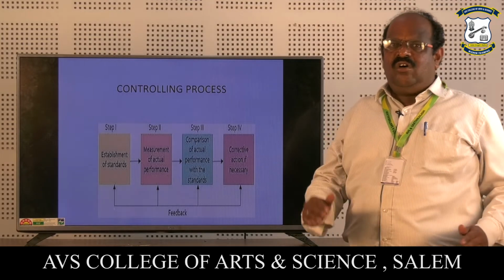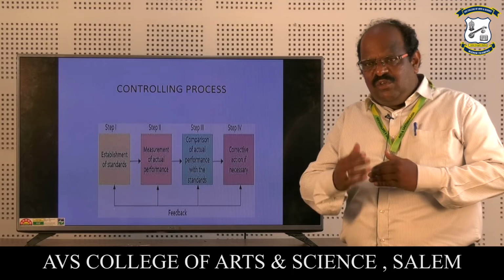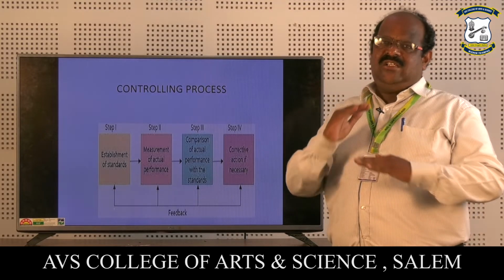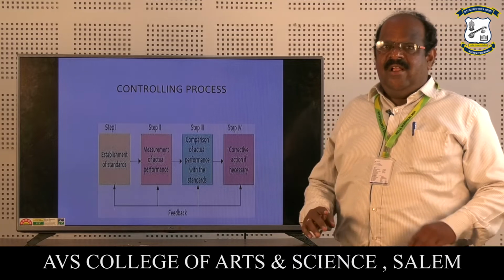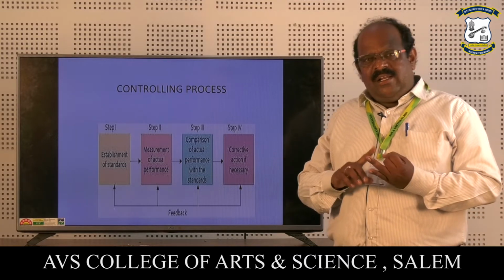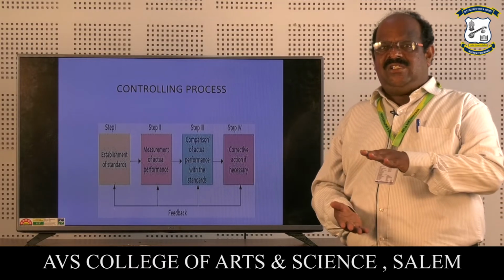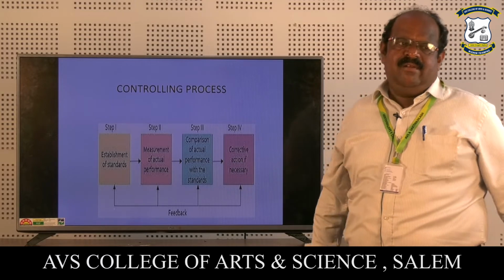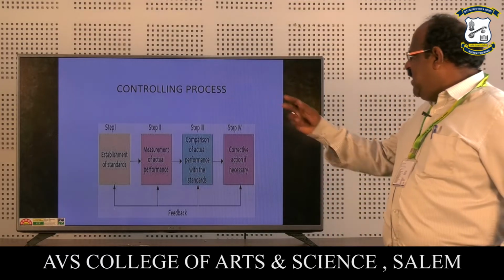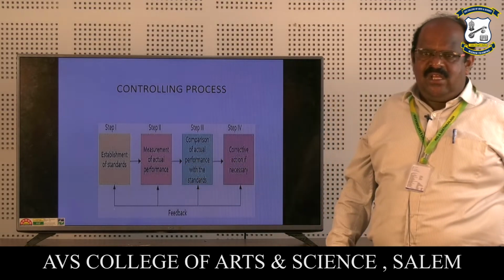Otherwise, it's not good. So what we are doing in the controlling process is generating or fixing the standards. First step, we have to understand what factors have to be controlled, and the next step, we have to establish the standards for that particular factor. After completing the standards, this is the first stage, establishing the standards.